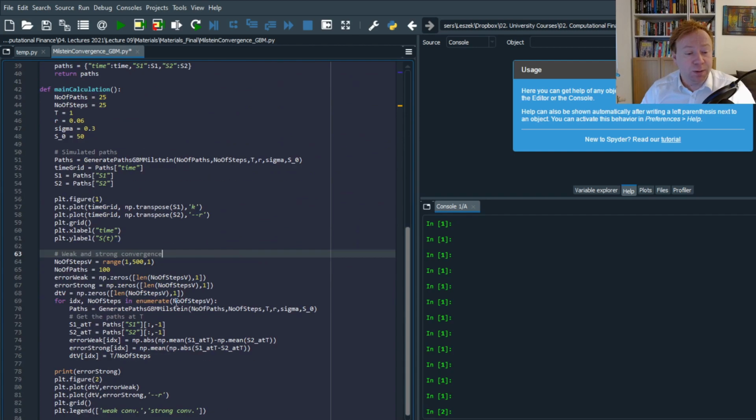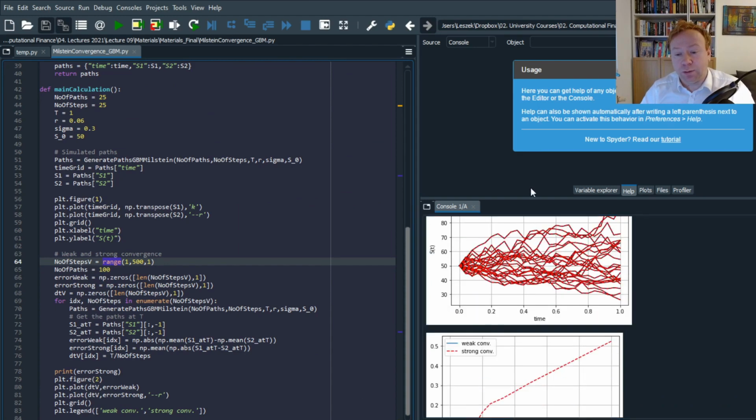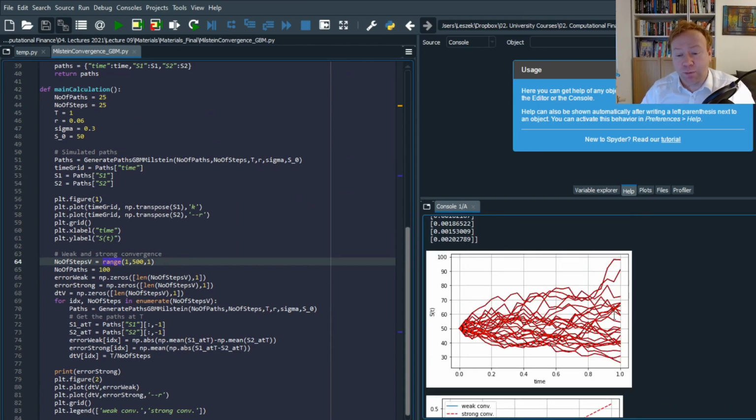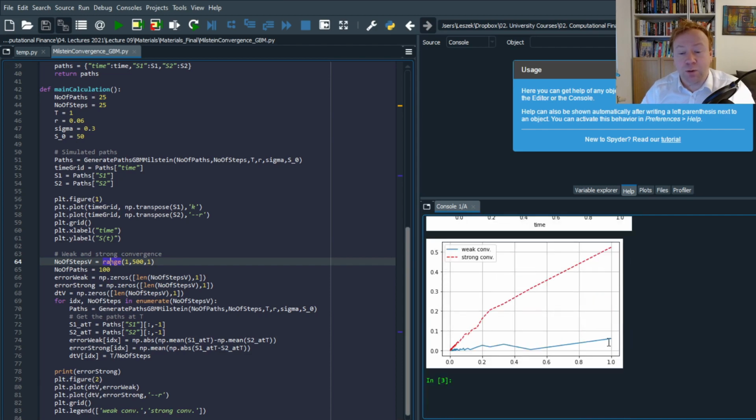So let's just perform the run. Here we do 100 paths and we measure the convergence for a time interval divided from 1 to 500. As we have seen before, the paths are performing very close to each other, exact versus Milstein. And here we have the error for weak convergence and strong convergence. Of course, those lines become nicer with a higher number of paths. The zigzags that we see are associated with an insufficient number of paths.